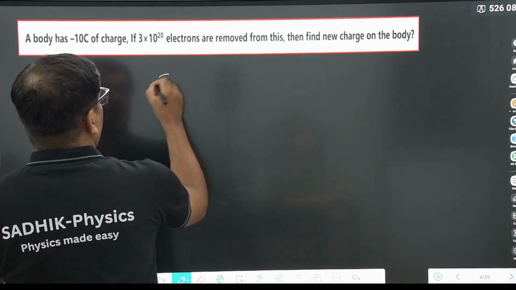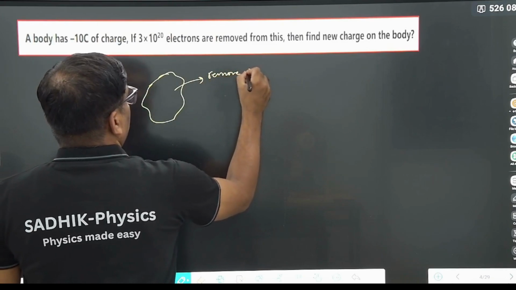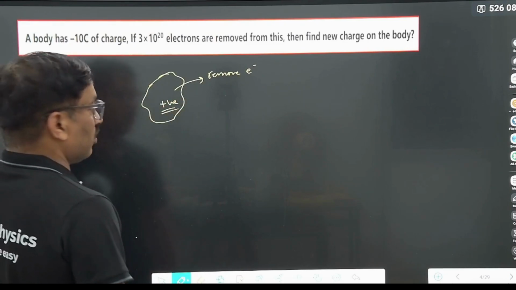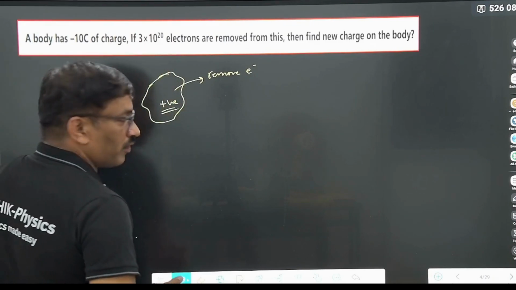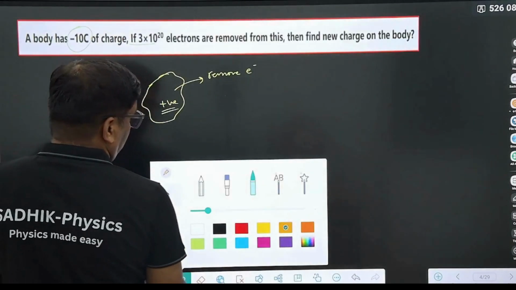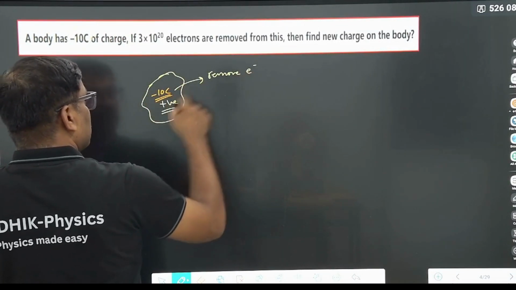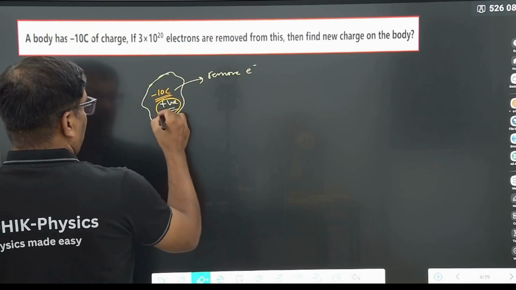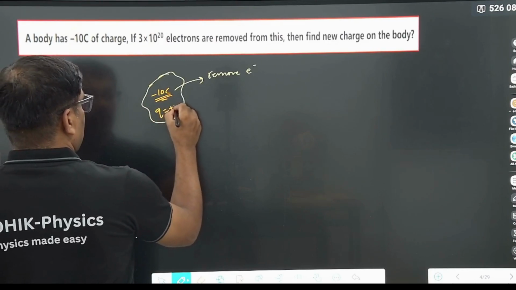now if you remove electrons from any body, what will happen? It will become a positive charge. Correct? So by removing this many electrons, how much new charge is there? Already there is a charge of minus 10 coulomb. So by removing electrons, we will find how much positive charge it will gain, then we will add this one. Clear? So this will become positively charged.